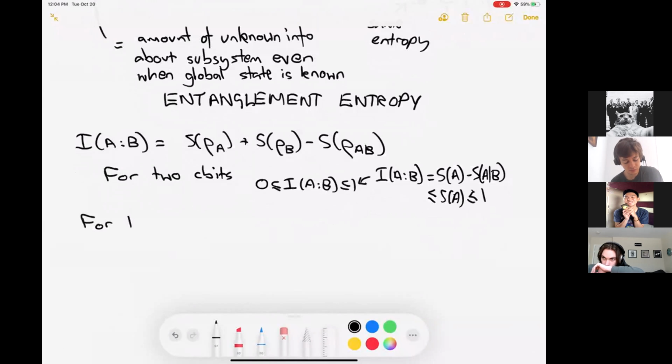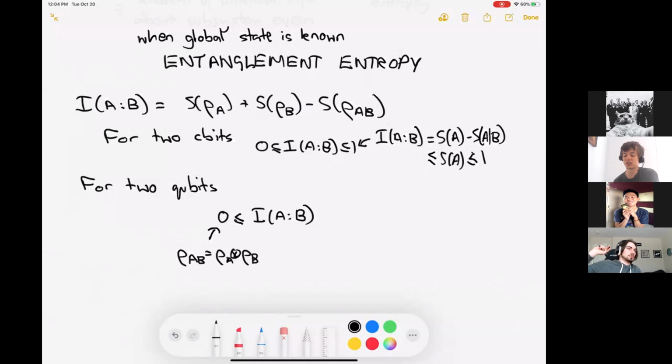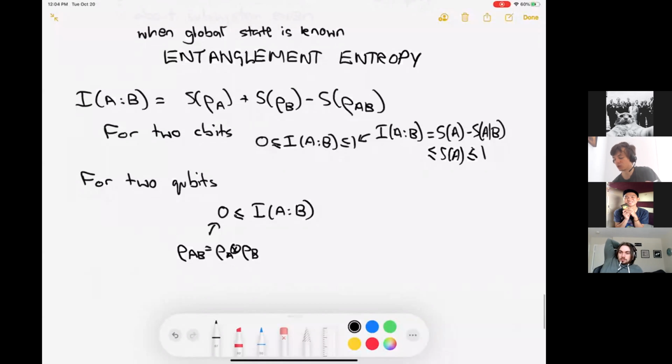For 2 qubits, we still have that the mutual information is always greater than or equal to 0. And this is generally true in quantum mechanics. We'll prove it in a minute again. And this equality happens if and only if rho AB is equal to rho A tensor rho B. But there's now no obvious reason it has to be bounded above by 1, because there's no reason that this conditional entropy has to be positive. And in fact, the mutual information can be as big as 2.